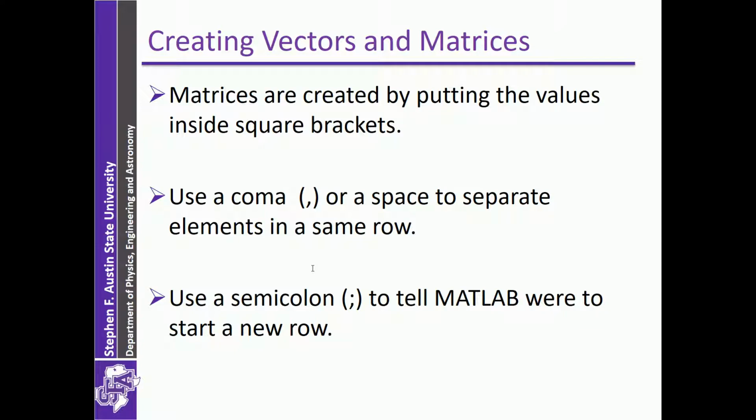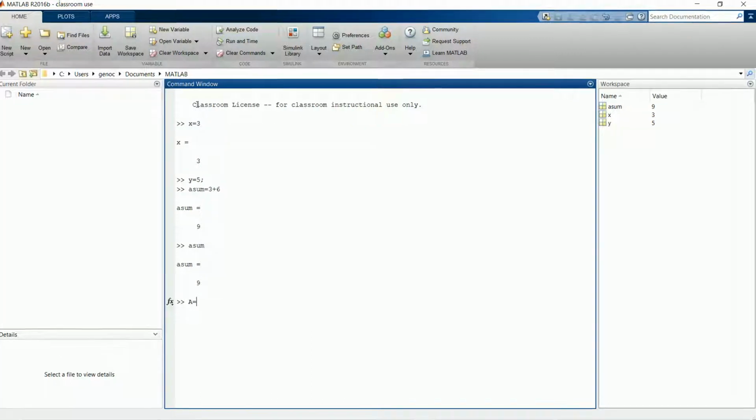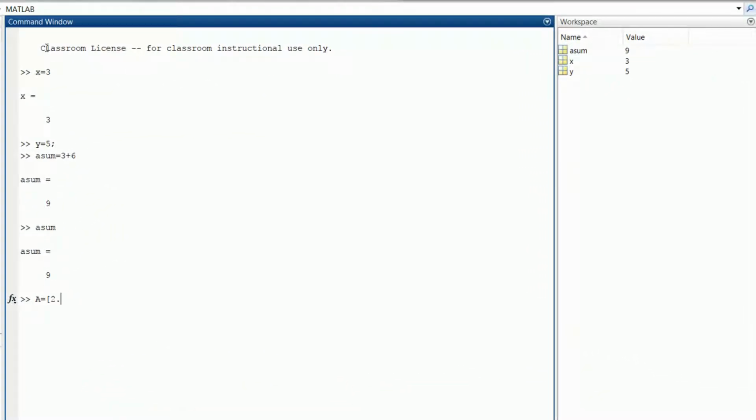We can also create matrices and vectors in MATLAB. Okay, matrices and vectors are created by using square brackets. If we use a comma, basically we're separating elements on the same row. If we use a semicolon, we're creating new rows in our matrix. So for example, a equals square brackets 2.7. Okay, so a equals square bracket 2.7, enter. That's basically the same as saying a equals 2.7. Everything in MATLAB is an array. It is just basically a 1 by 1 array.